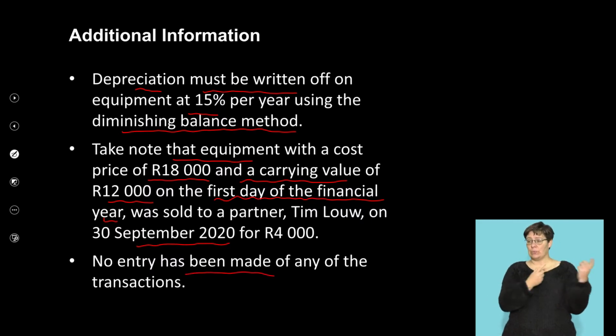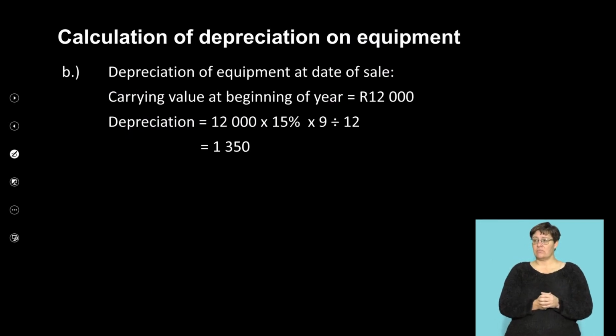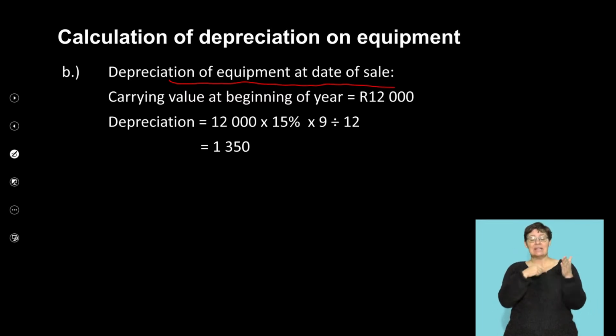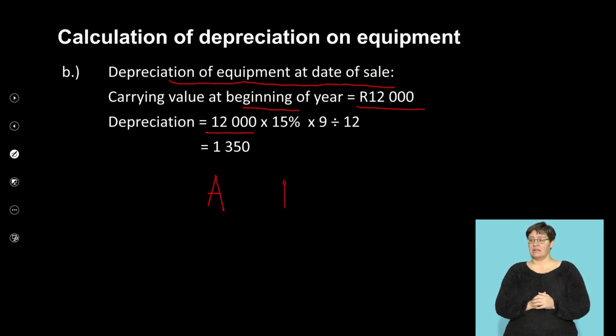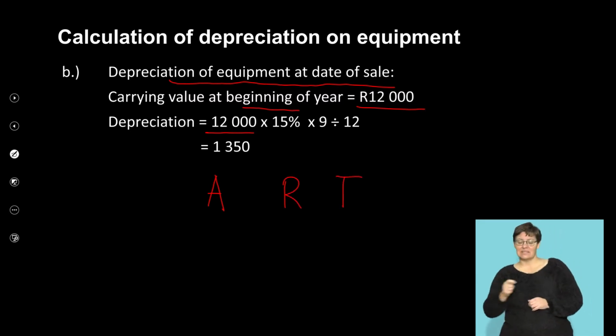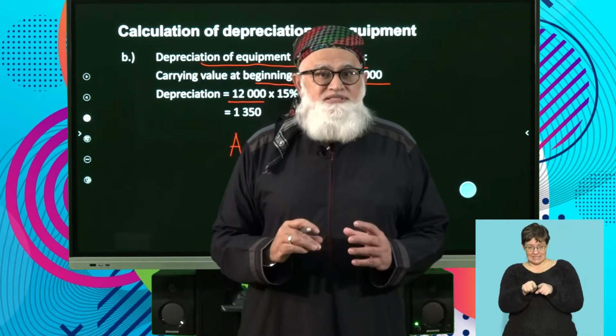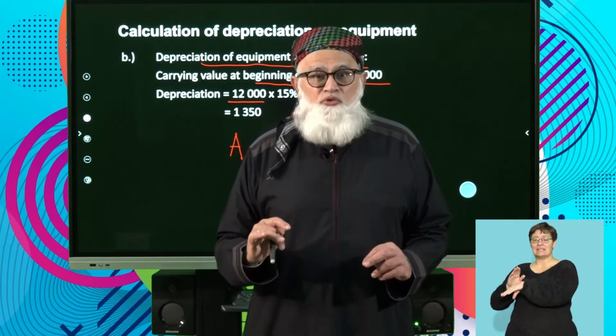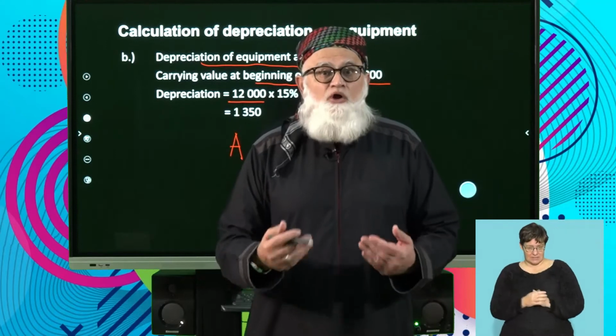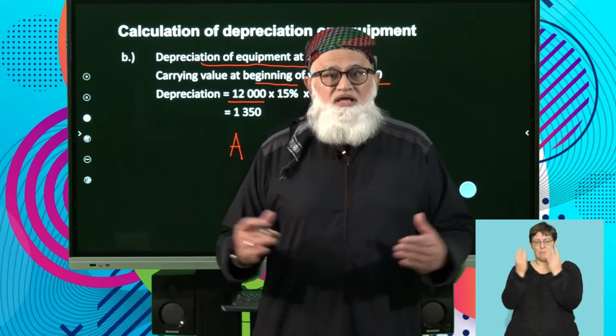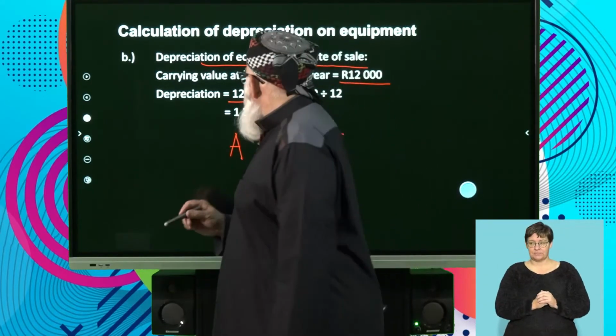Right, let's get into it. So step number 1, your depreciation on equipment at the date of sale. Your carrying value, they told you, was 12,000 Rand. Therefore, 12,000 Rand as your A. Remember, we always use ART. What do we mean by ART? The amount, the rate of depreciation, and the time component. That will always be something over 12 because we're working with our financial year. Okay, so there we go.